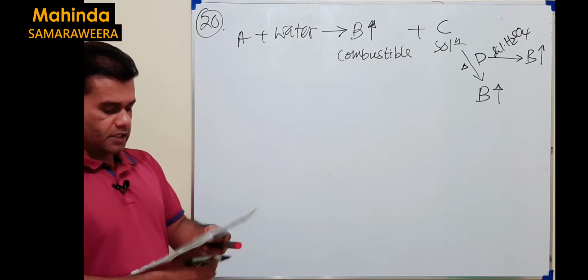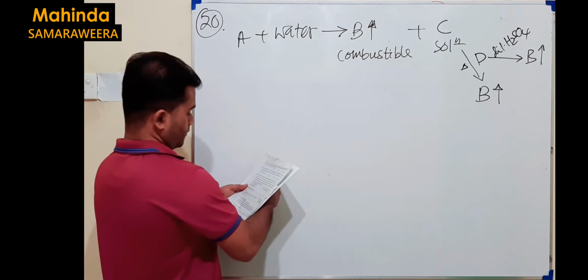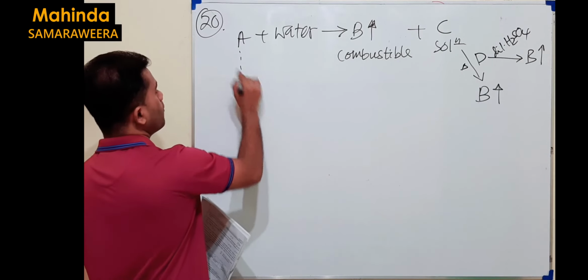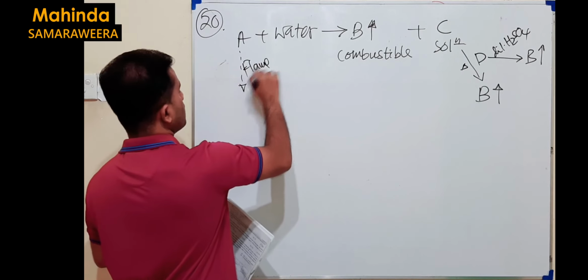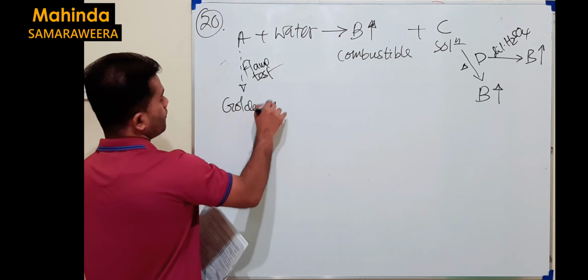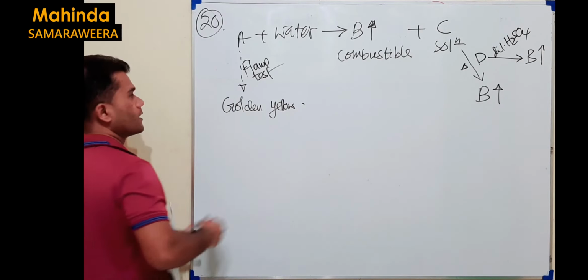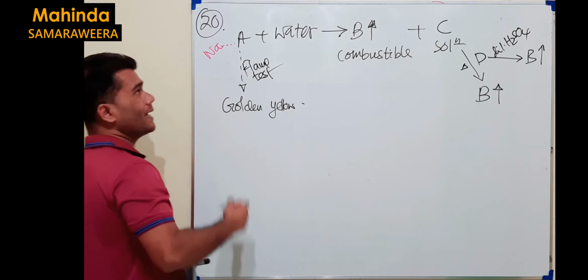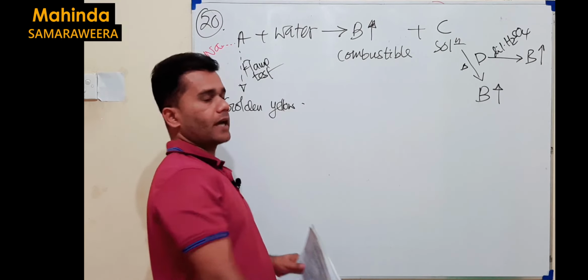A imparts a deep golden yellow color to the smokeless flame. We carry out the flame test here, so it gives golden yellow. This gives a very clear idea about the cation in A. Definitely the cation should be sodium. So A is sodium. Sodium is a highly reactive metal.